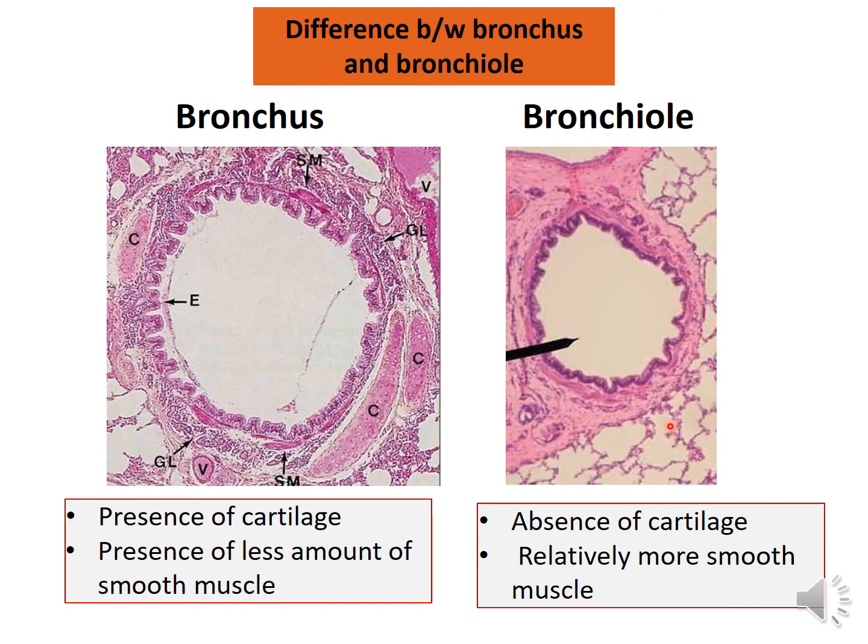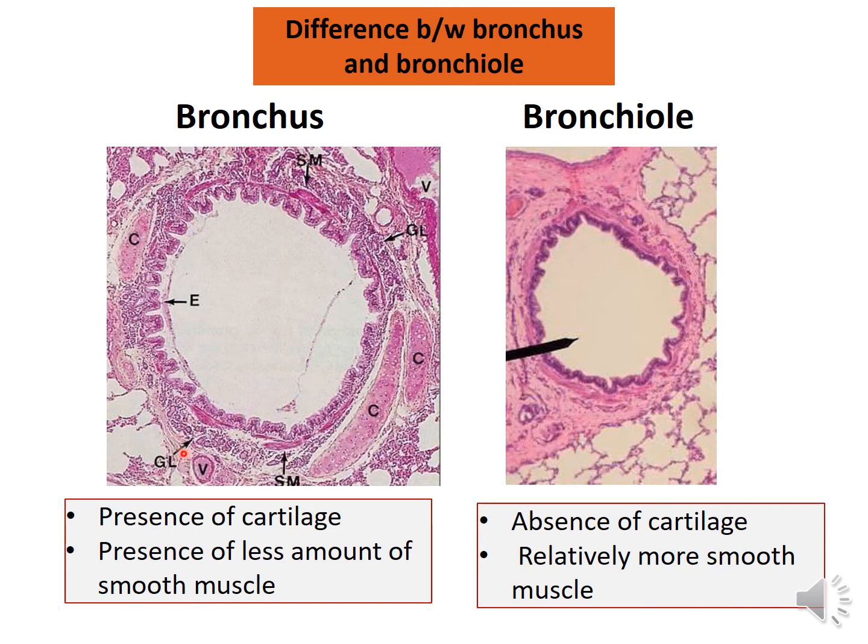Difference between bronchus and bronchiole. Here I brought you the microscopic structure of bronchus and bronchiole. The first difference is that the diameter of the bronchus is more compared to the bronchiole. And for other structural differences, the bronchus has cartilage in the wall. You can see the plates of hyaline cartilage in the bronchus, whereas in the wall of the bronchiole you don't find any plates of cartilage. That is the second difference.